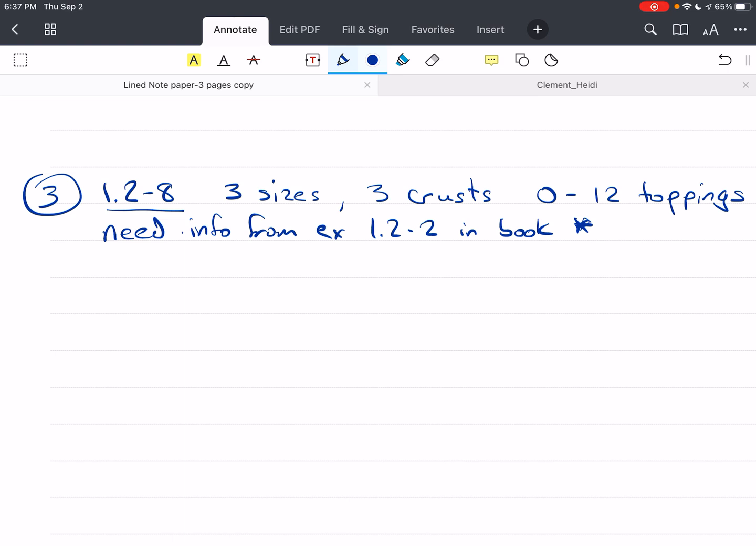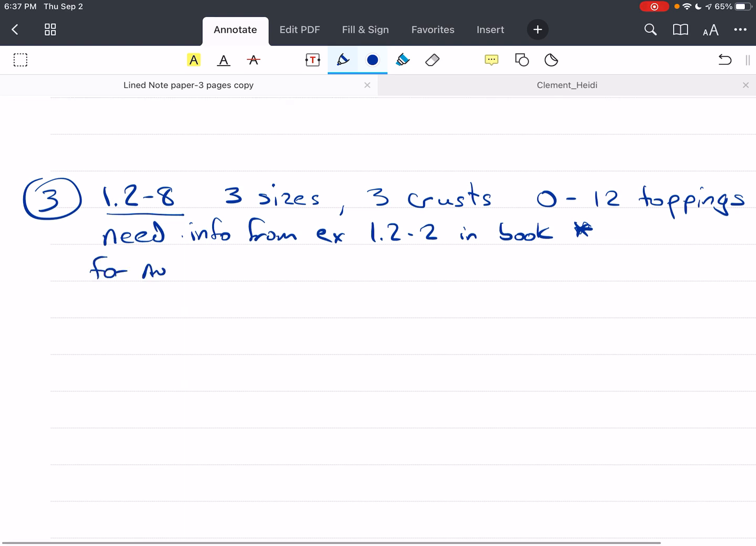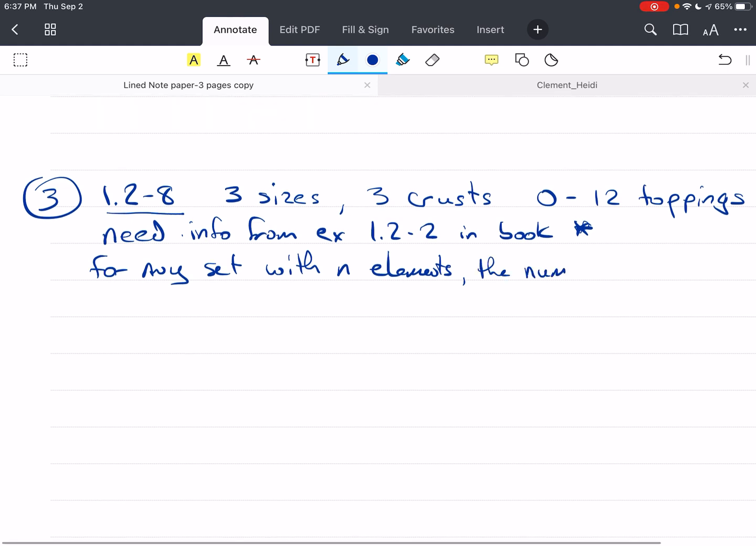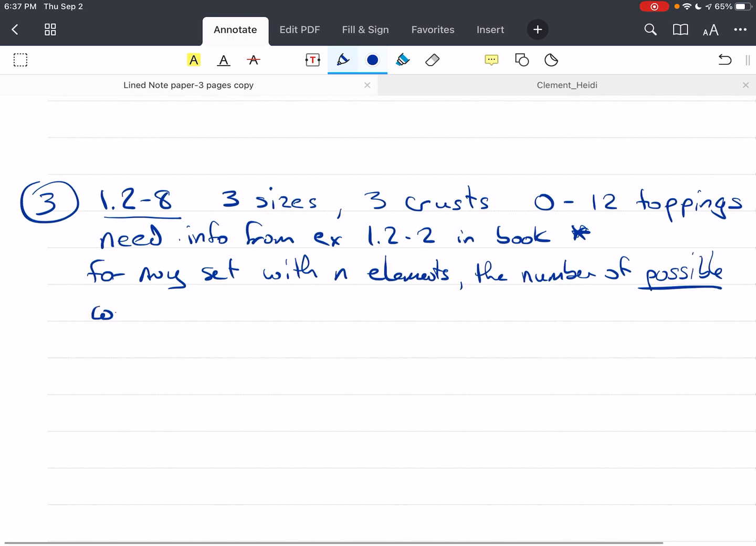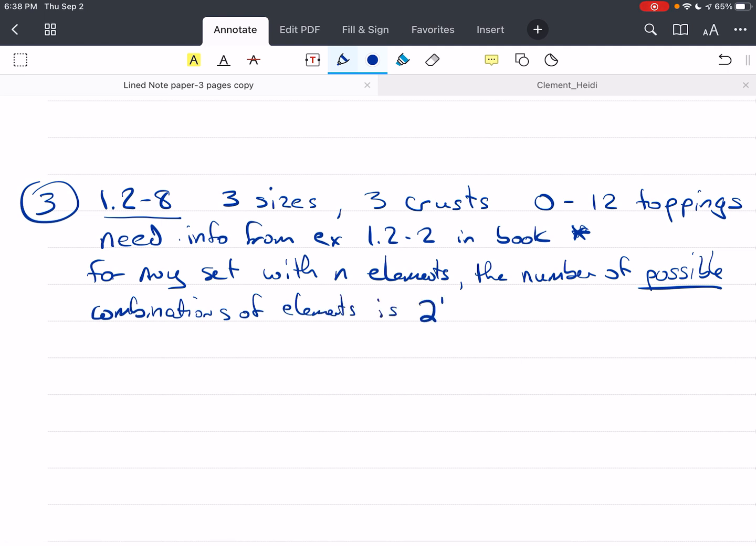And this needs to be on your formula sheet. What it says is that for any set with n elements, the number of possible combinations of elements is 2 raised to the n power. Okay? This is very important.